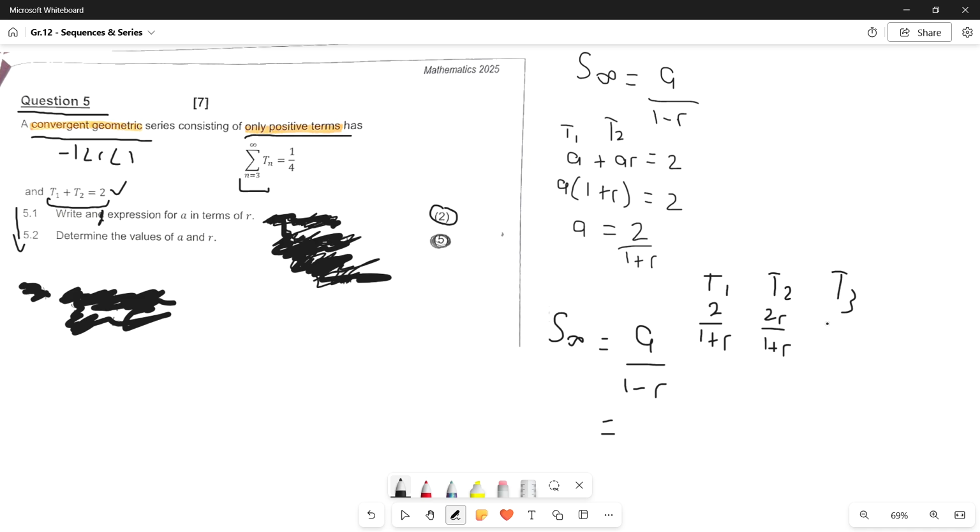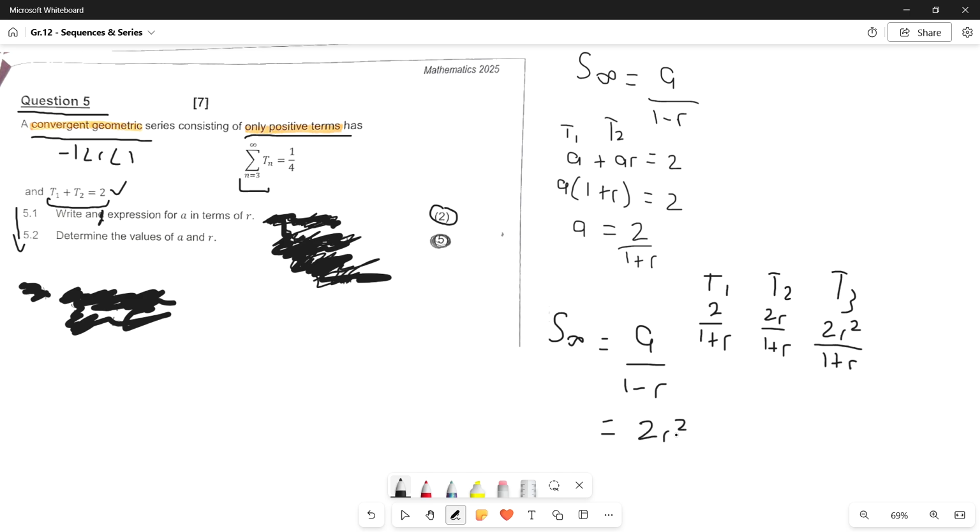And then T3 becomes 2R squared, because we keep multiplying by R. And top times top, bottom times bottom, it means the R only joins the top. Which means we don't want to put in A, because A is the first term, but they're telling us that our first value that we actually plug in to this whole equation is the third term. Okay, which means we have to go ahead and put 2R squared over 1 plus R.